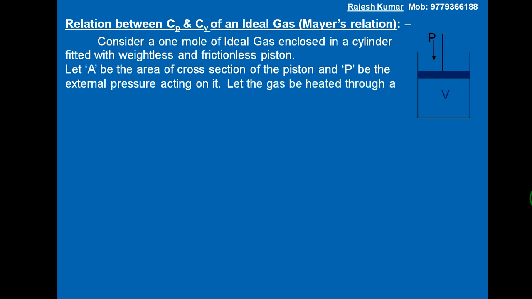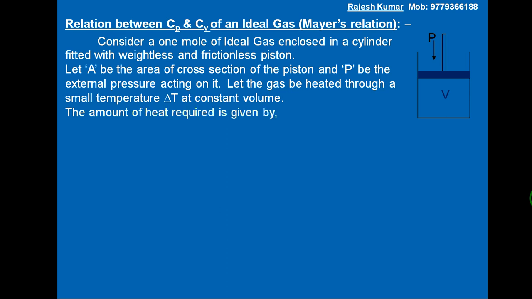Let the gas be heated through a small temperature delta T at constant volume. The amount of heat required is given by Q1 is equal to Cv into delta T, because the number of moles of gas is equal to 1. Let it be equation number 1, where Cv is specific heat at constant volume.